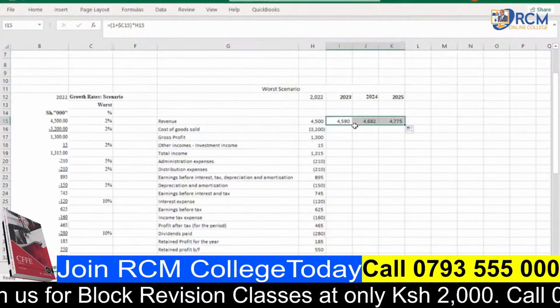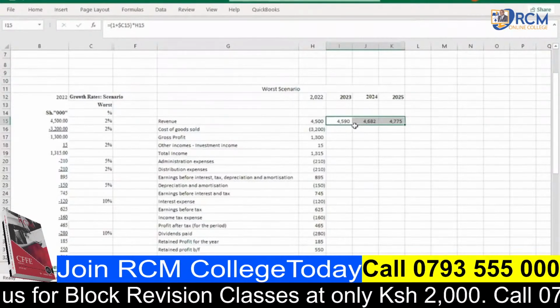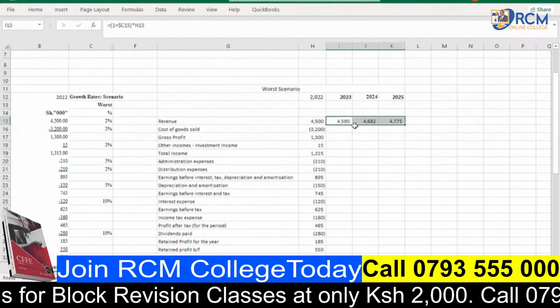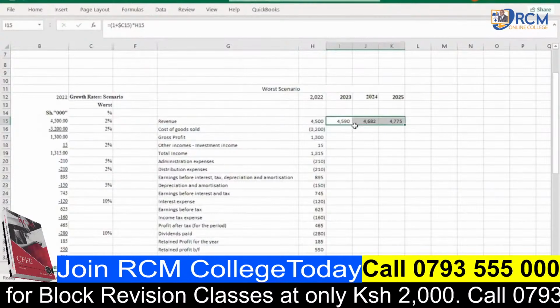So you don't need to do them one by one, just autofill everything so that when you're going to do the correction, we are going to do it once and for all.